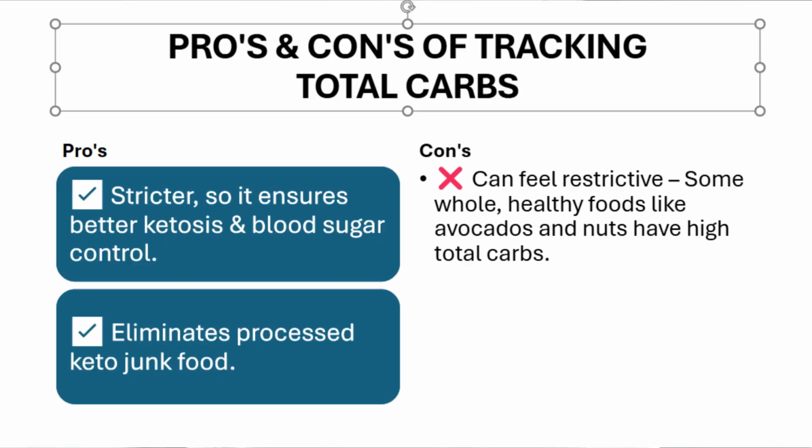So what are the cons of tracking total carbs? It can feel restrictive, and I'm not going to lie, I felt like that in the beginning. Some whole and healthy foods like avocados and nuts can have high total carb counts, but if you plan your meals, like I said, you can enjoy them throughout the day and regularly. So who should track net carbs and who should track total carbs?